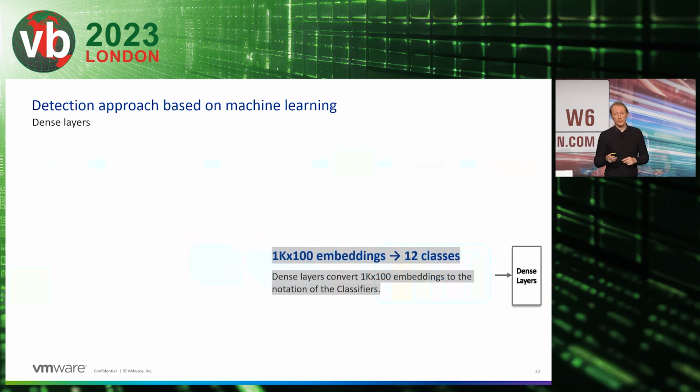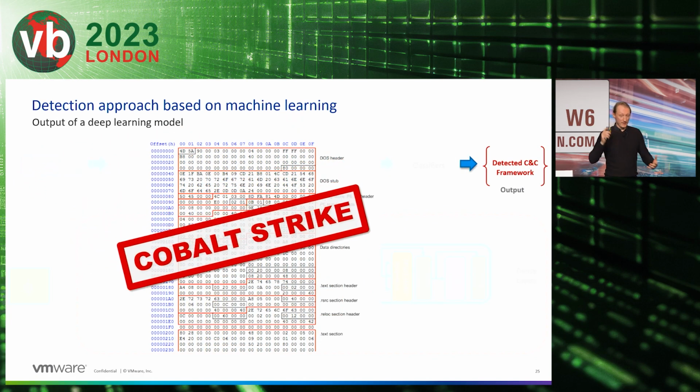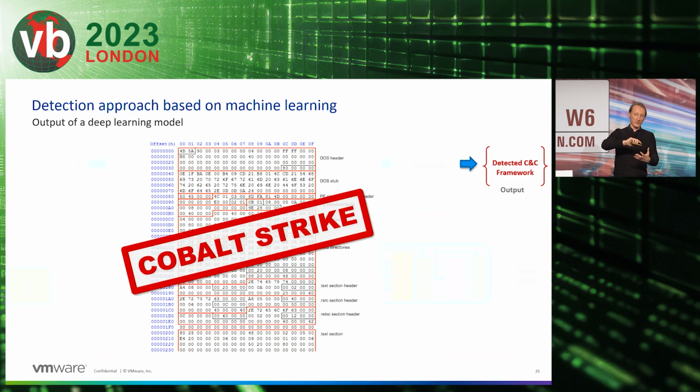At this stage, with the help of dense layers, we had to convert 1K by 100 embeddings to the notation of the classifiers. At the semi-final stage, we have classifiers that we use to classify the output. So they basically output a vector of probabilities that say whether a binary is malicious, benign, or belongs to one of those C2 frameworks. And all the probabilities are packed into one verdict: this binary is benign, and it is Cobalt Strike.